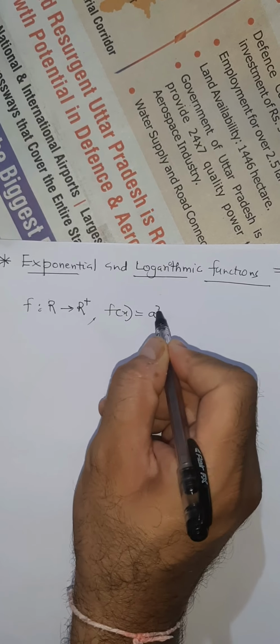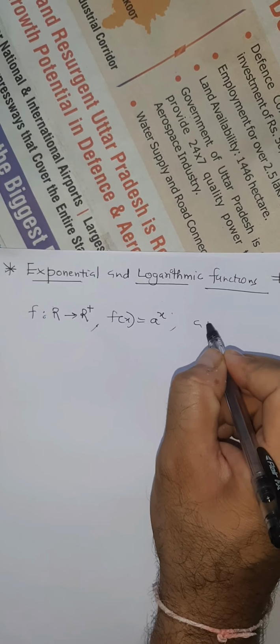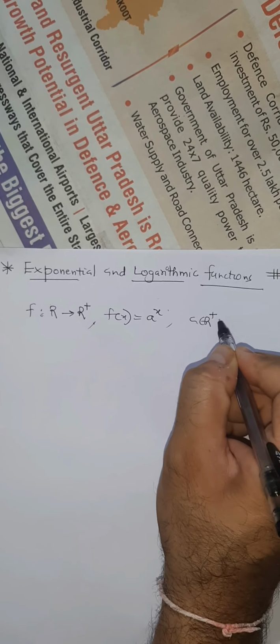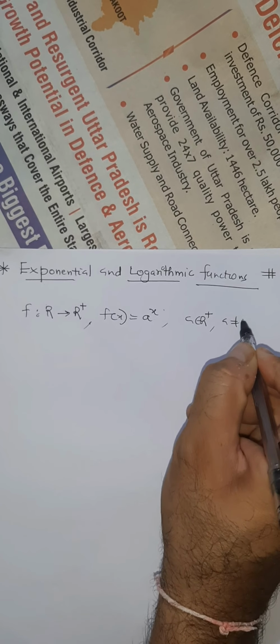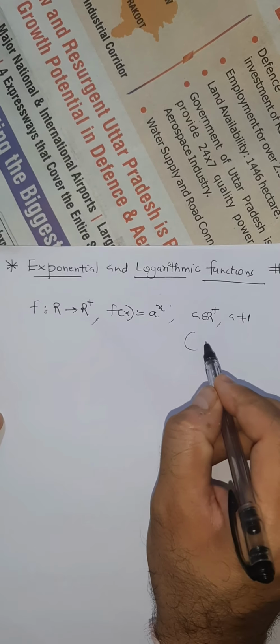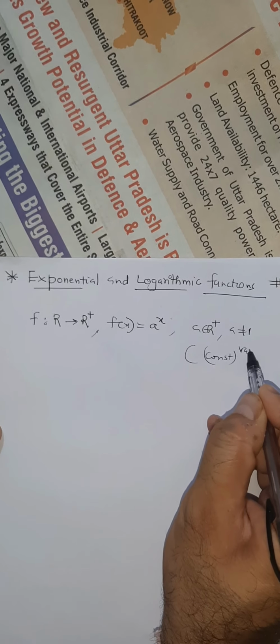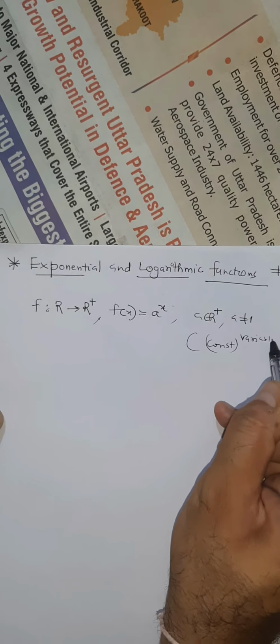So a function, let me write from real numbers to R plus, meaning positive real numbers, defined in this way: f(x) equals a raised to x, where a is any positive real number, other than 1, and x is a variable. So this is a function of the type constant raised to variable. This is a constant and here it is a variable. What is that constant? It is a positive real number but should not be 1.